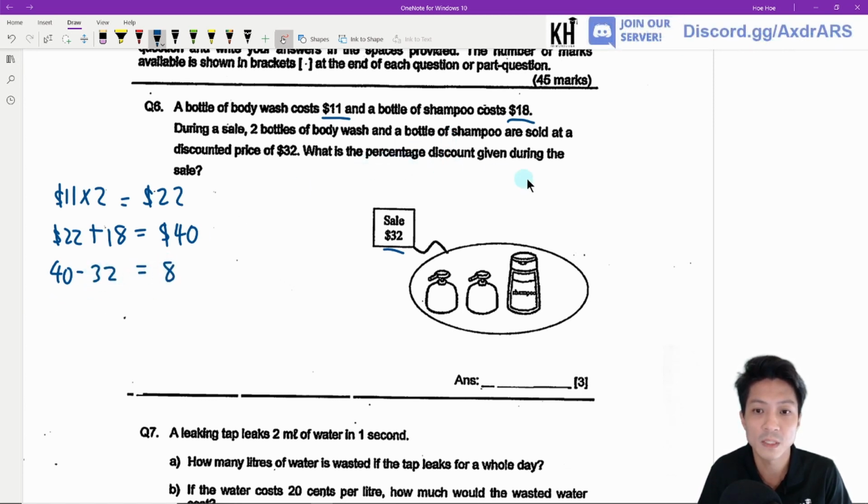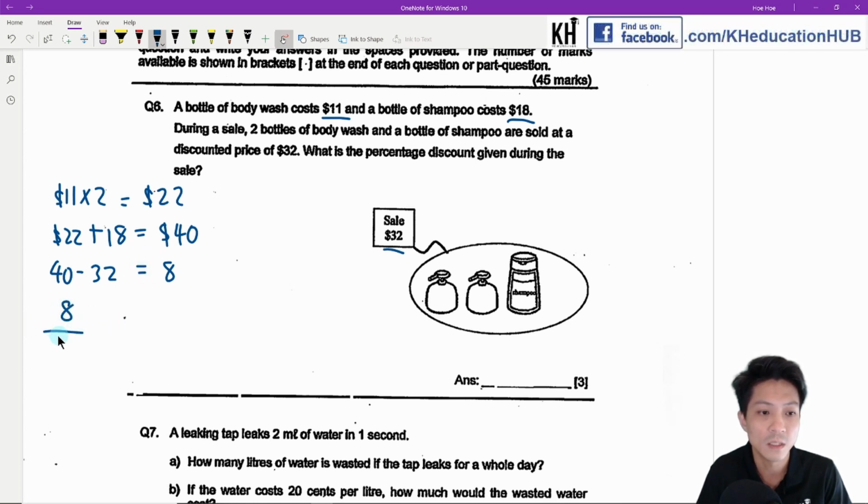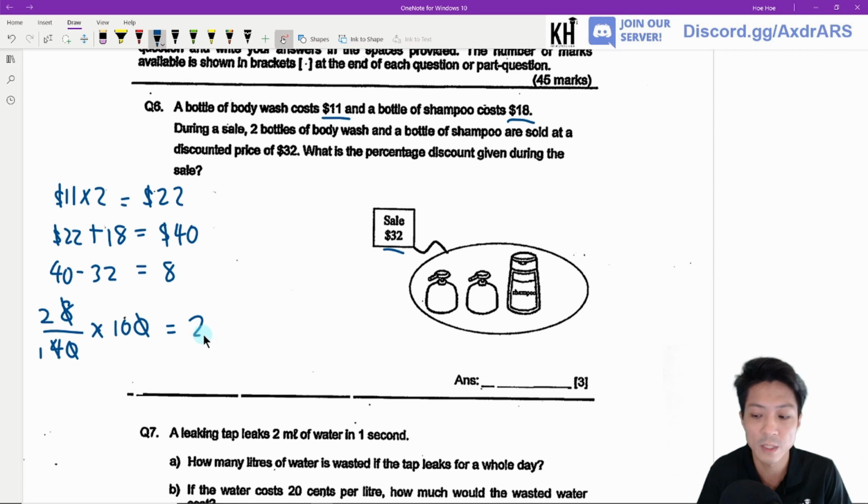Now, if you want to find the percentage discount given, you have to use the amount discounted over the original price and then multiply by 100. Okay, I'm going to cancel 2. 2 times 10 will give you 20%.